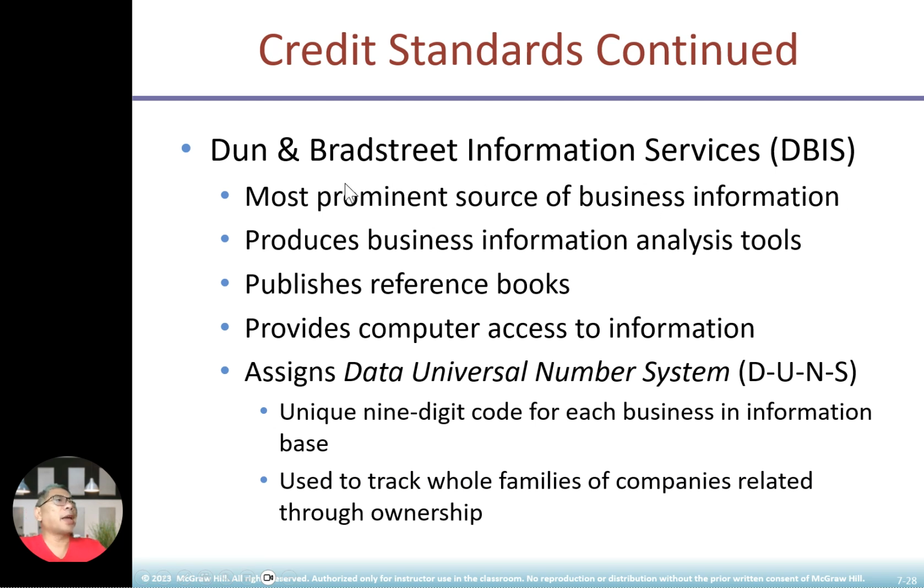D&B, which is DBIS, Dun and Bradstreet Information System, is the most prominent source of business information. It produces business information analytical tools, publishes reference books, provides computer access, and assigns data in terms of a universal code, DUNS, a unique 9-digit code for each business information base, used to track the whole family of a company to the ownership.